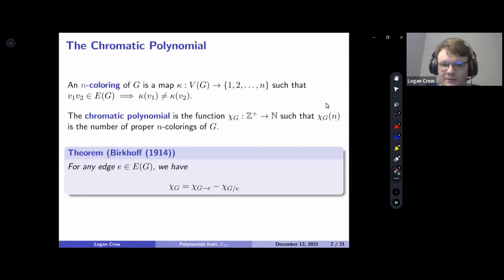One way you can show that is from this classic deletion-contraction relation of Birkhoff. For any edge of the graph G, you take the chromatic polynomial of G, and then you delete that edge and take its chromatic polynomial, and then you subtract it from where you contract the edge, which is when you take its two endpoints and identify them to a single one, and bring all the edges together. Then you get this equality.